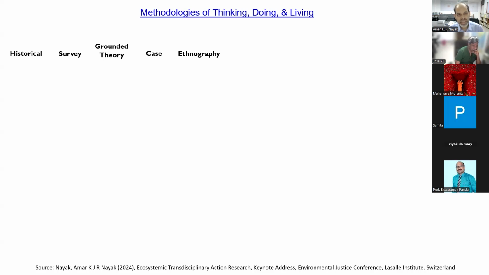If we look at these different methodologies, whether historical, survey, grounded theory, case, or ethnography, these are the standard methodologies we have used so far and most prominently used in social sciences. In the physical sciences, it is always the case of experiments. These are typically stimulus-response approaches, which we have also started trying out in social sciences, called action research. And of course, the latest, as I already said, is transdisciplinary research.